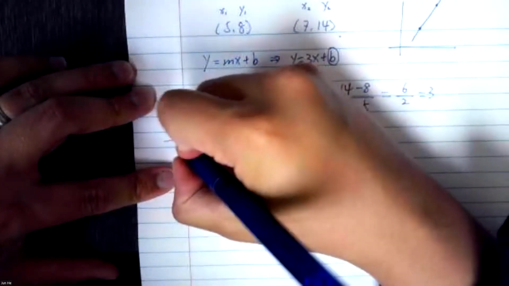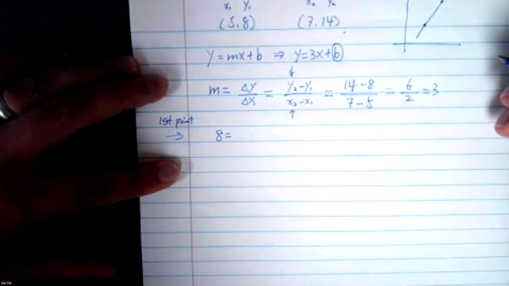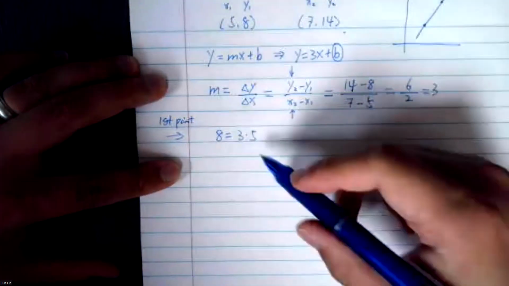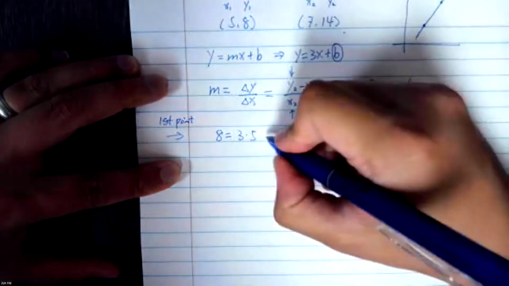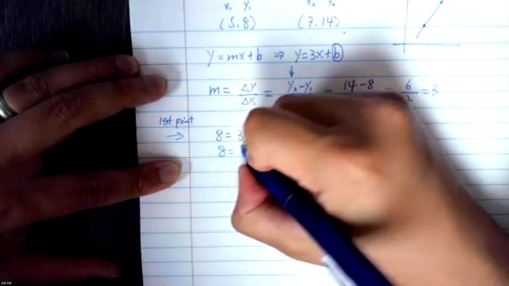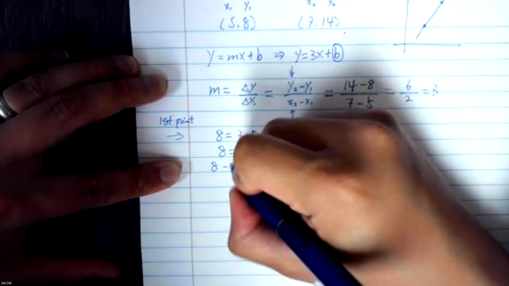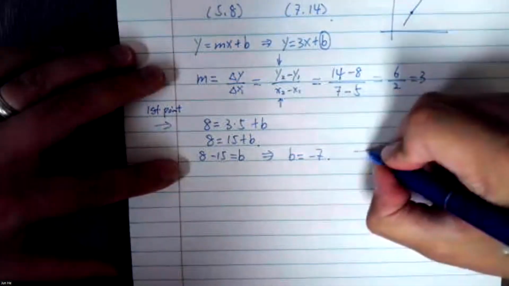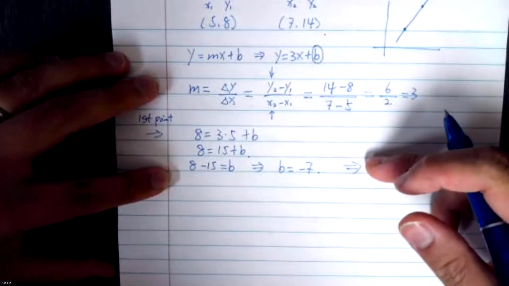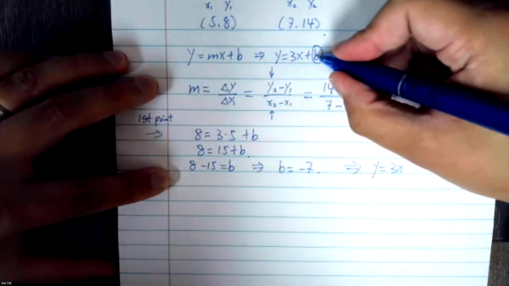So let's take the first point. In that, y equals 8 and x equals 5. As I'm writing it down, I'm just plugging in those numbers. y equals 8, x equals 5, plus b. So it's 8 equals 15 plus b. So b equals 8 minus 15. Therefore, b equals minus 7. Okay, so here, don't forget to report the complete finding. The complete finding is the line should be 3x plus minus 7.